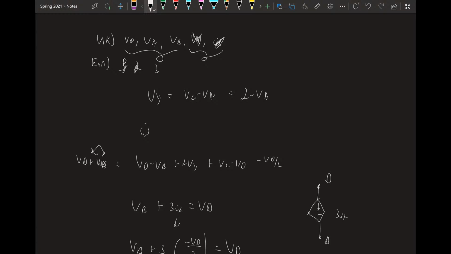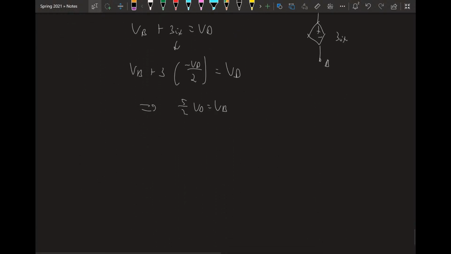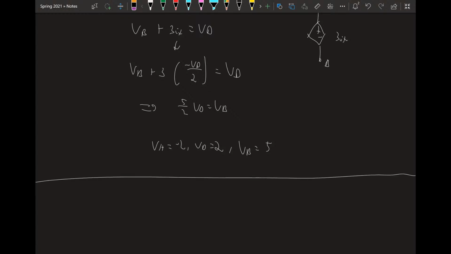Let's just go into 8. I think I planned for 2 hours initially. And so now we can solve everything, getting us VA equals negative 2, VD equals 2, and then VB is going to equal 5. Right, and then you solve it, and that's all of it. So that was a more involved node voltage problem, and that's all I have for node voltage.